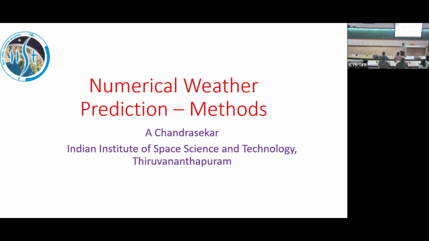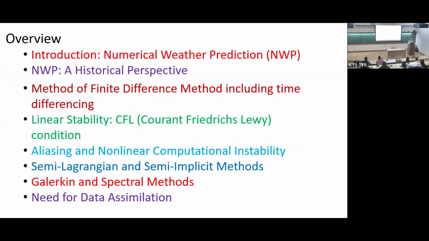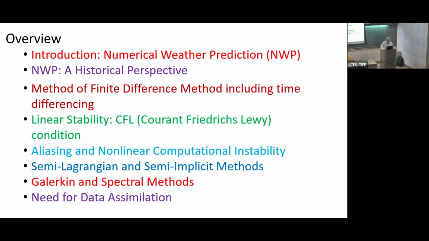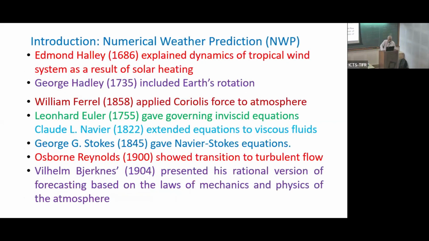Okay, so let me start. The overview is: introduction to NWP, a historical perspective, the method of finite difference, something about linear stability, aliasing, nonlinear computational stability, the semi-Lagrangian semi-implicit method, the Galerkin spectral method, and then I will end up with the need for data assimilation.